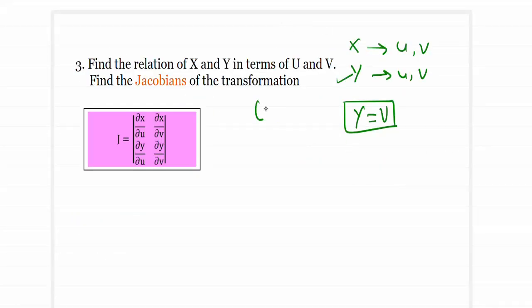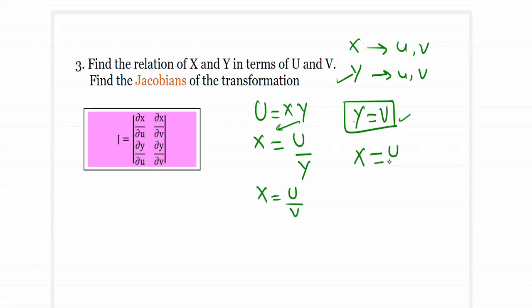You have been given u is equal to xy. What we require is x. So x will be equal to, cross multiply this to the opposite side, u divided by y. So x is equal to u divided by y. Y we have just now fixed as v. So I can write my x to be equal to u by v. In this case, I have now transformed my x in terms of u and v and my y also in terms of u and v.